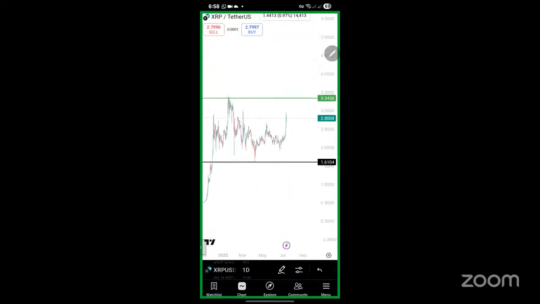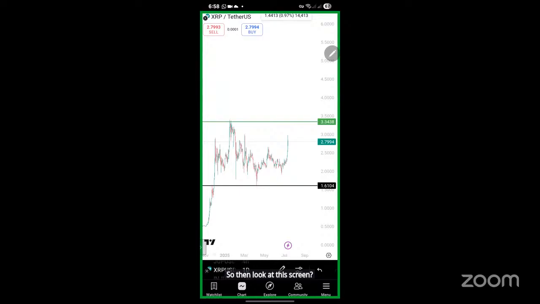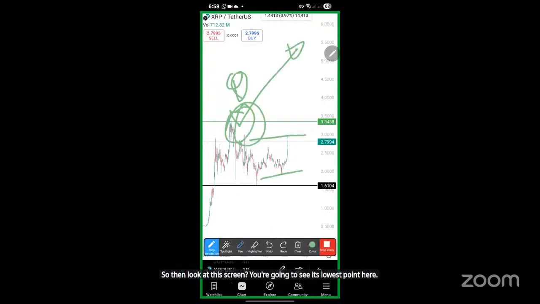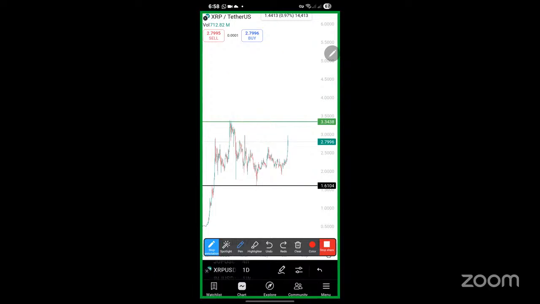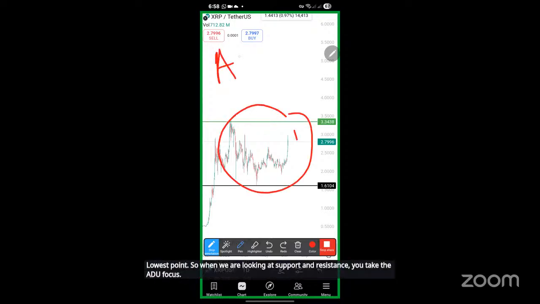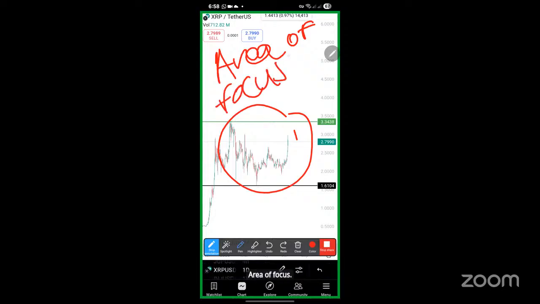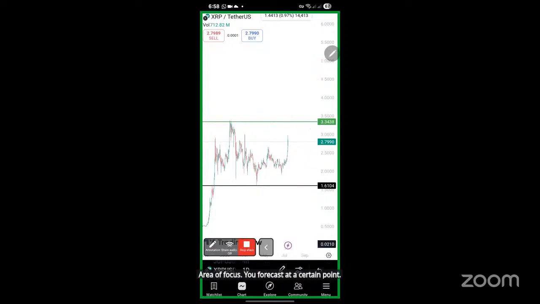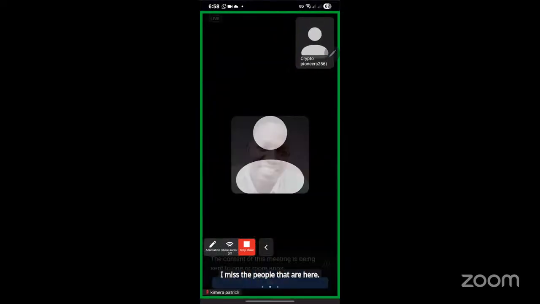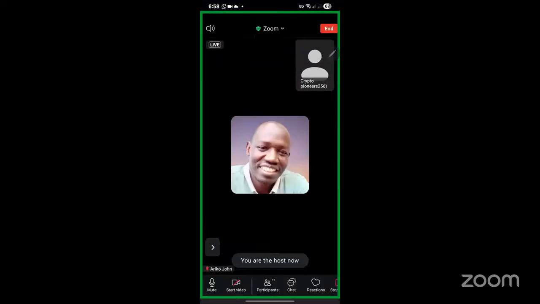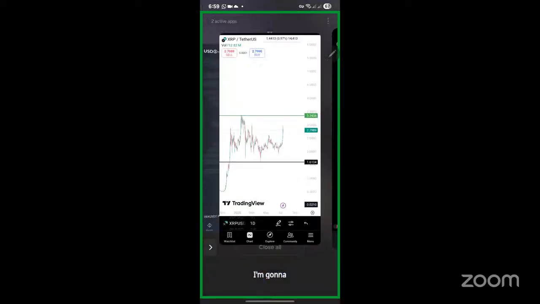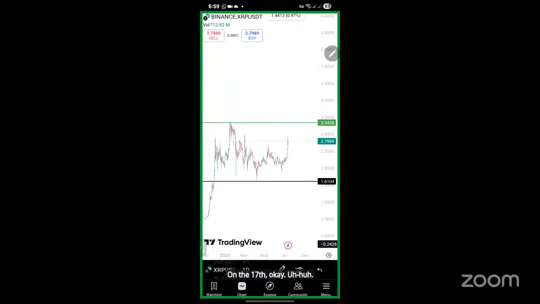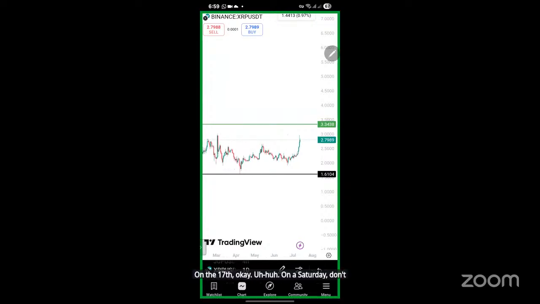So then look at this coin. You can see its lowest point here. So when we are looking at support and resistance, you take the area of focus. You focus at a certain point. Let me see people that are here. Only 17 people. Okay. On Saturday, I don't always teach, only that today I didn't make any live.